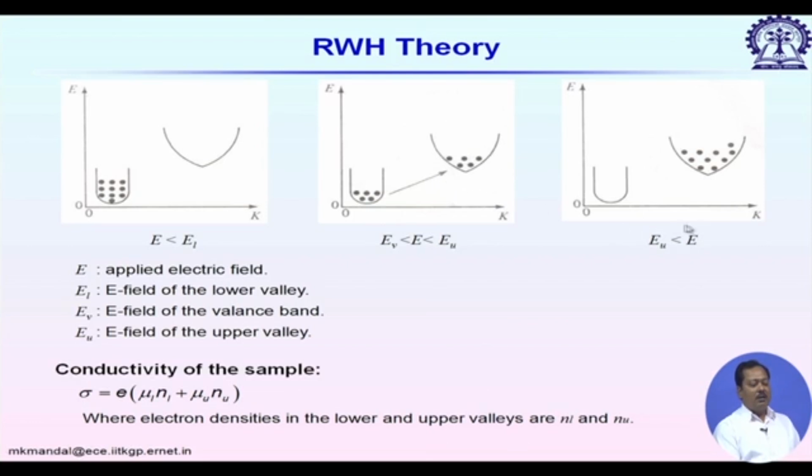Now, the third condition is when the electric field is sufficiently high, so that it is more than the E field of the upper valley, E u. So, the first band is almost empty and almost all electrons are now in the second valley. In this case, N L is equal to 0, and it will behave like a normal semiconductor material. Again, if I keep on increasing the electric field beyond this value, the velocity will increase due to the increment in k.